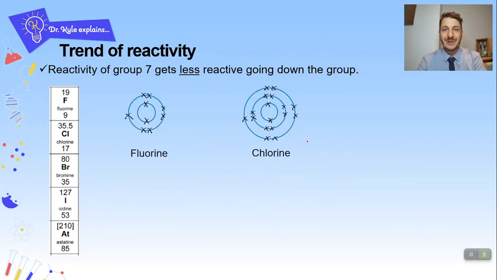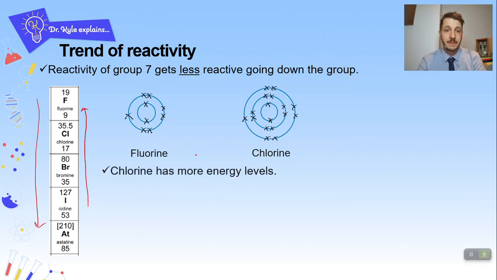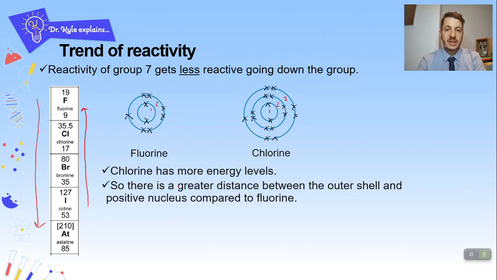Okay, so let's look at the trend of reactivity. Remember, trend means pattern, and so the reactivity of group 7 gets less reactive going down the group. So as you go down this group, it gets less reactive and more reactive on the way up. So let's use fluorine and chlorine as an example as to why. Chlorine has more energy levels, 1, 2, and 3, compared to fluorine's 1, 2. Chlorine's got more energy levels, so there is a greater distance between the outer shell and the positive nucleus compared to fluorine.